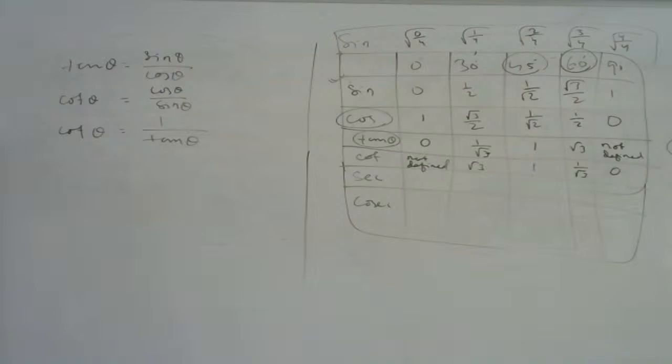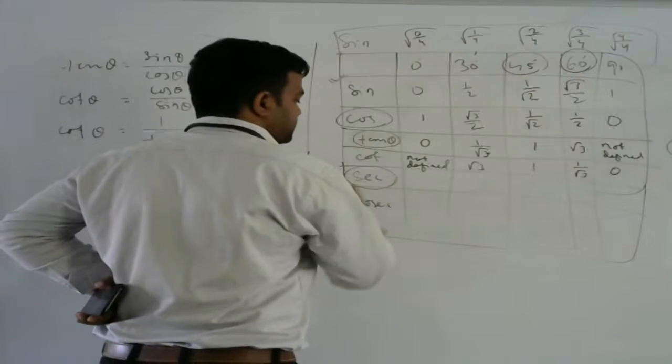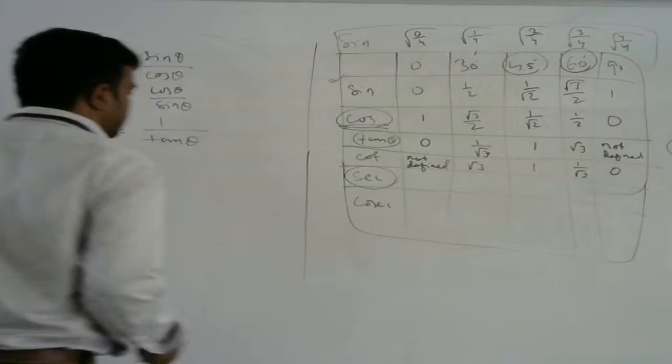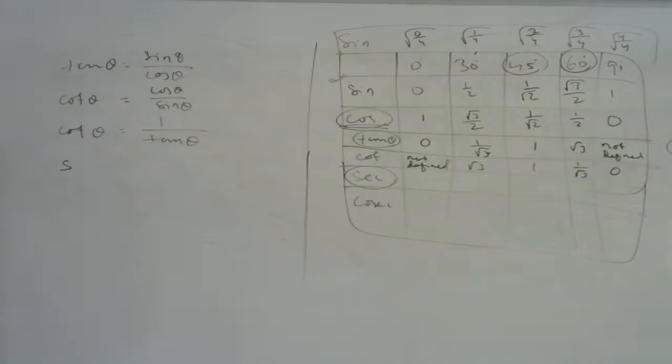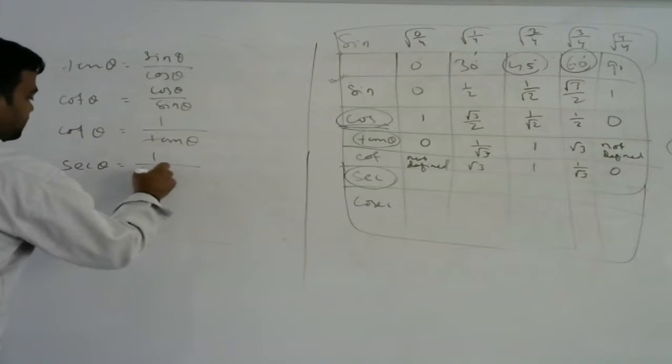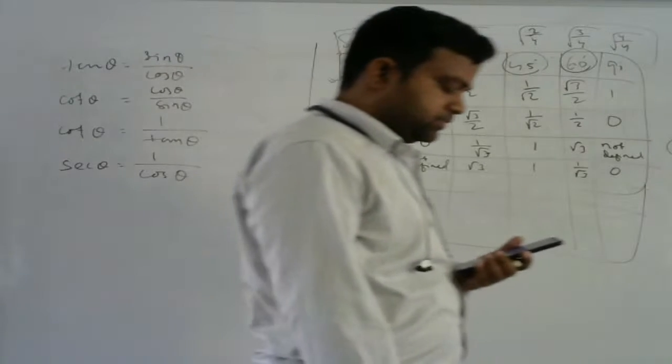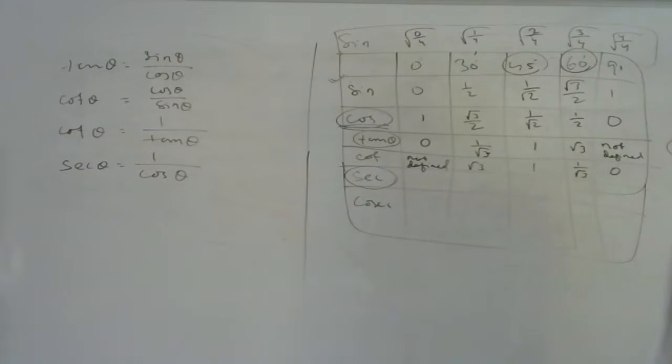Right. Then how will you fill up the table for sec theta? Now we know that sec theta is the inverse of cos theta. So you can write sec theta is equal to 1 upon cos theta.